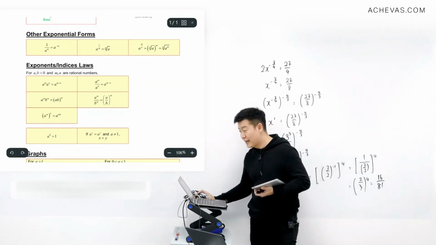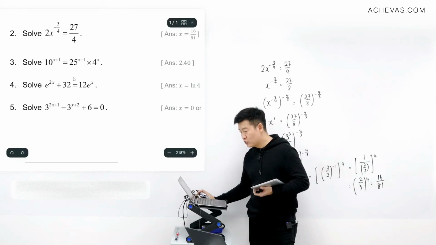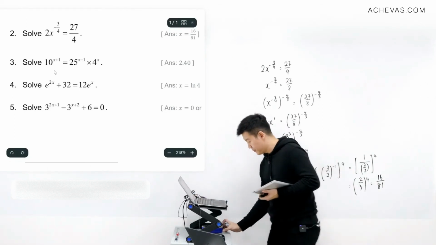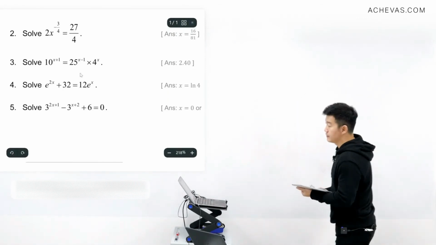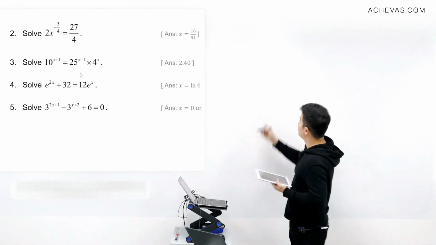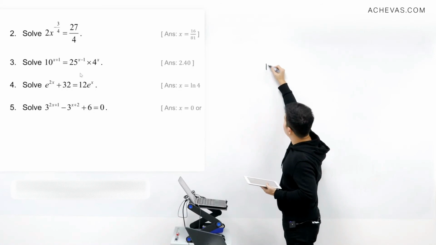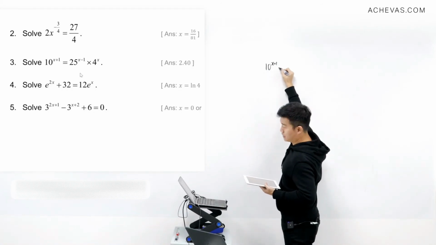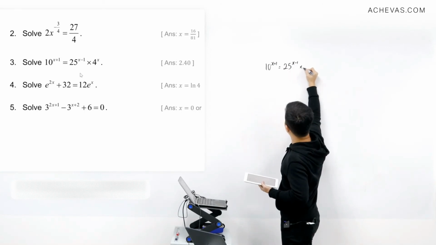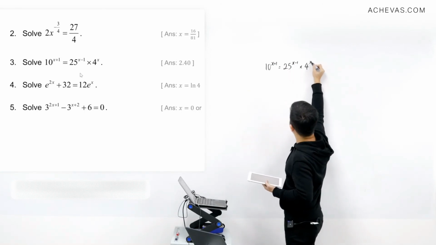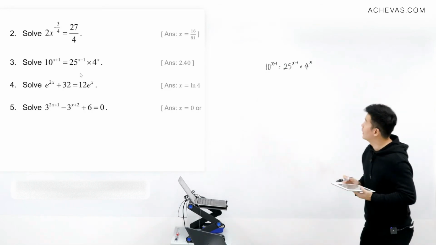Let's try solve another equation. Let's try solve this. So what we have now is 10 to the power of x plus 1. This is equal to 25 to the power of x minus 1 times 4 to the power of x. Let's try to solve for x.